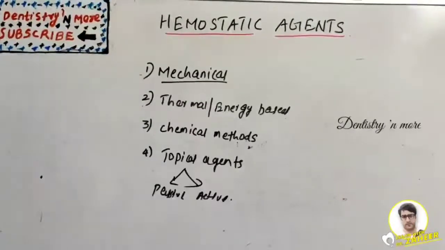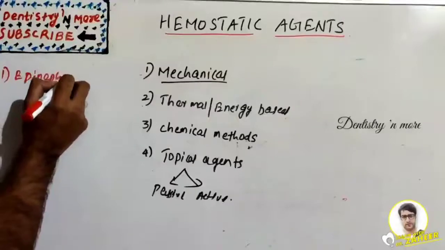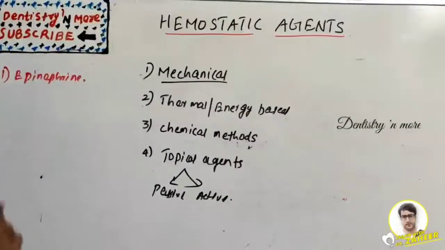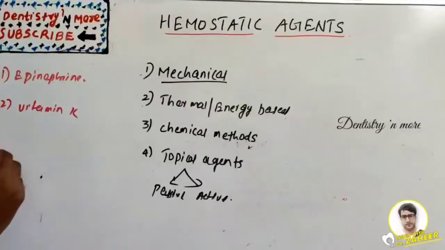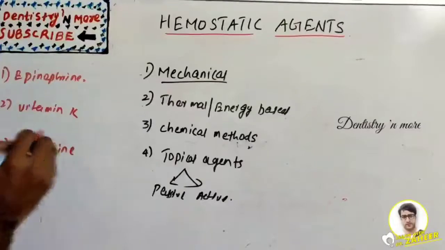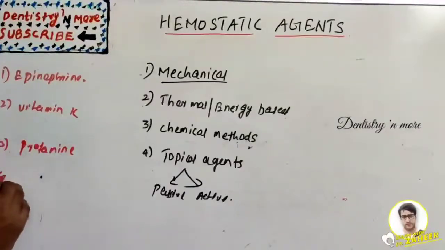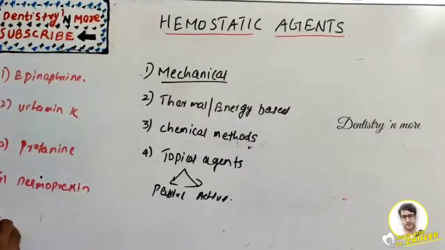In chemical methods, we have the most common, epinephrine or adrenaline. Epinephrine is a vasoconstrictor. Then we have vitamin K, which is involved in blood coagulation, we all know. Then we have protamine. Then we have desmopressin. This is a very commonly asked question, the hemostatic agents. The last one we have is lysine analogs.